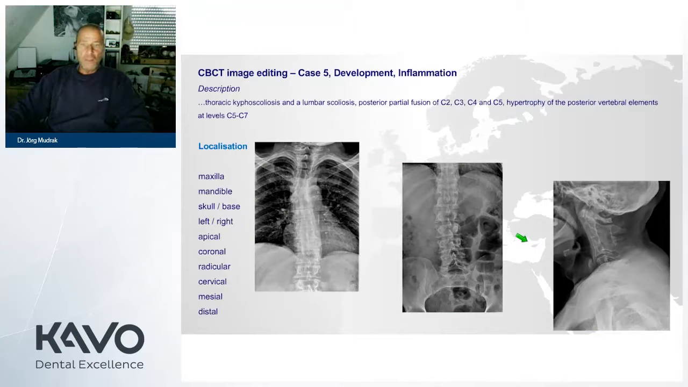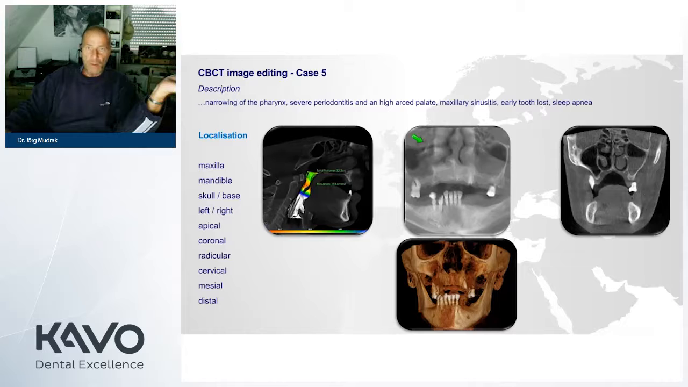Another description of the cervical X-ray showed that there is a posterior partial fusion of C2, C3, 4, and 5. There is a hypertrophy of the posterior vertebral elements at levels C5 to C7. So if we talk about location, then we have, first of all, now here, the cervical spine. This is one issue. If we now go to our department, then we take an intraoral look.